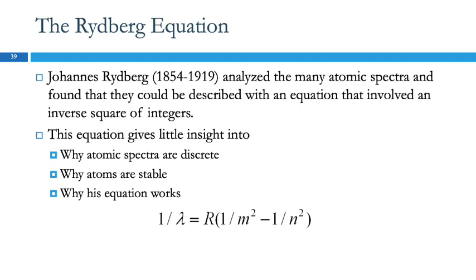So that's nice and everything. But it doesn't explain why elements do this, why they give off discrete lines. It doesn't explain why atoms are stable. He didn't even understand why his equation worked. It just did. Kind of wonder, how many equations did he try before he came up with this one?